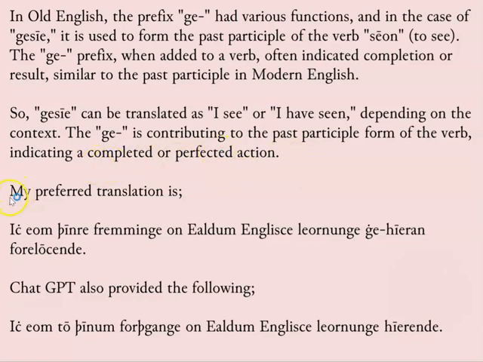Okay, now, for me though, my preferred translation is "Icem thinare verremenge on eldem Englische lernunge jehieren verlokende." So: I am of your progress in Old English learning to hear looking forward to. That's my preferred. So what you have is a verb in the second place. Then you have the genitive of "theme", feminine genitive. It must be feminine because verremenge, the noun for progress, is a feminine noun. So the genitive of "theme" must be in the feminine.